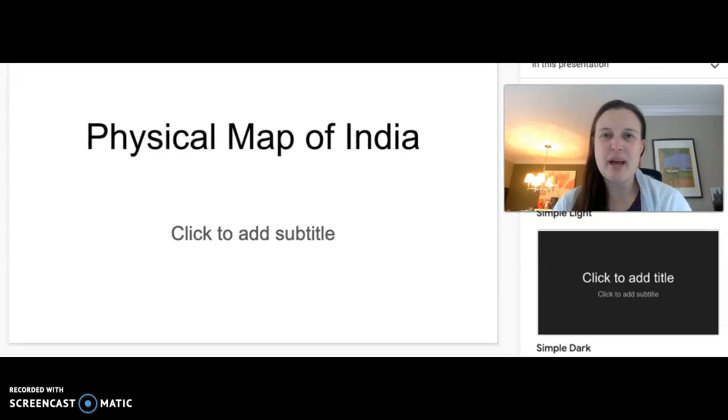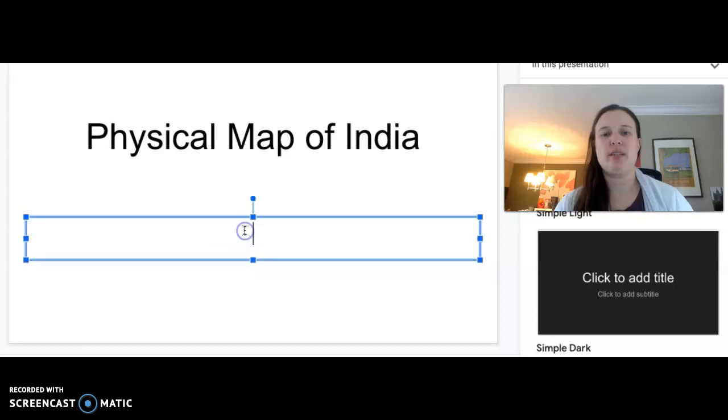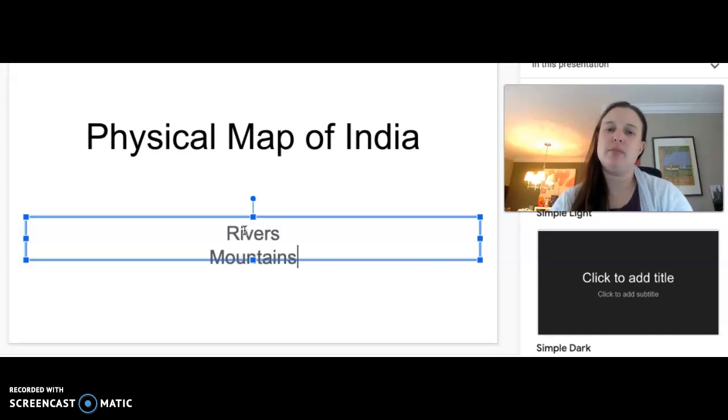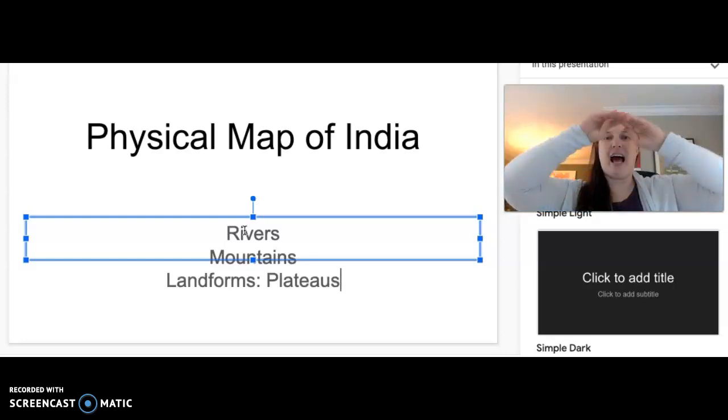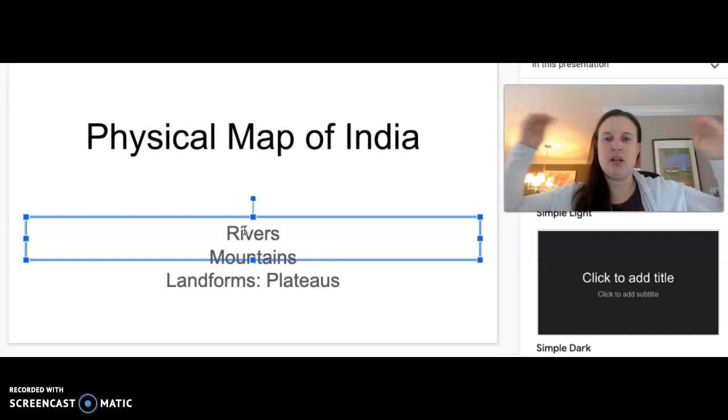Hi everyone, I'm back to go over the physical map of India. Before we start, let's think about what would be in a physical map. We're going to have things like rivers, mountains, and other landforms. In India, we're going to learn about plateaus. And just to remind you, plateaus are that high flat land. So it's at a high elevation and usually flat.